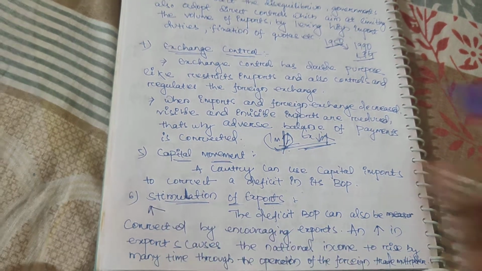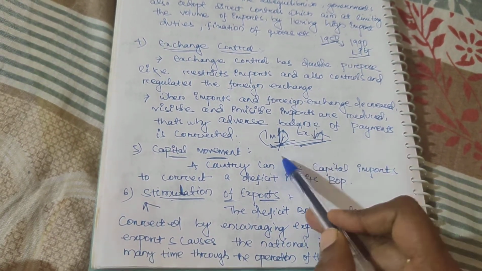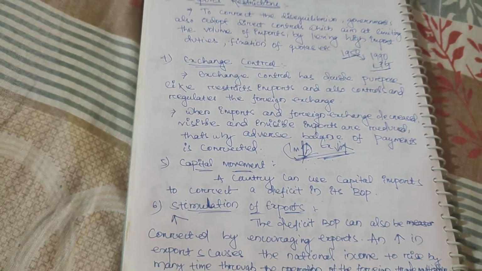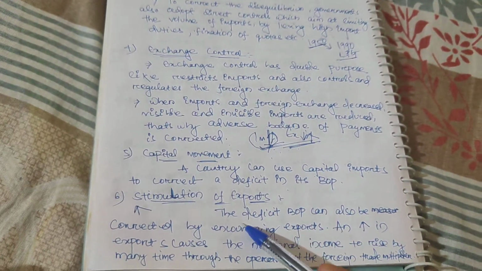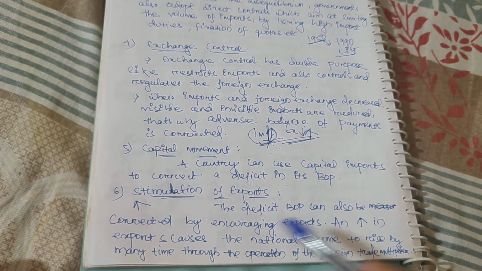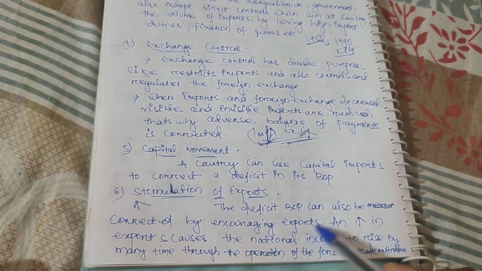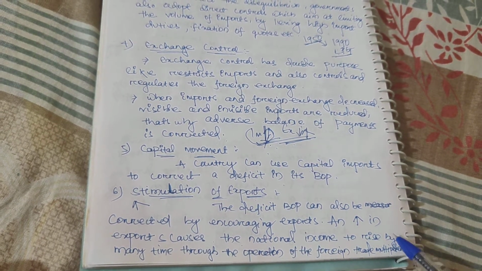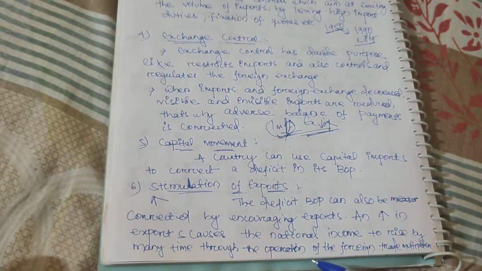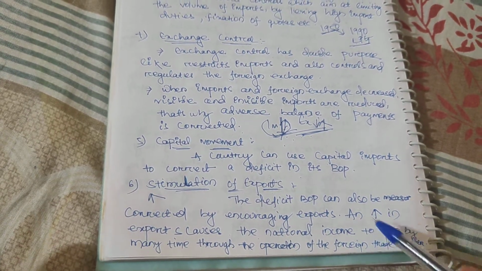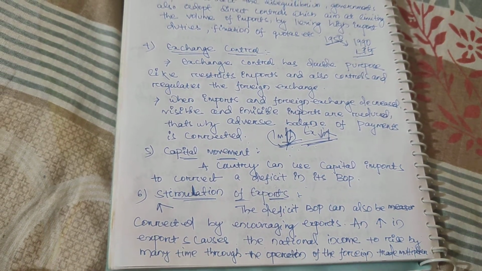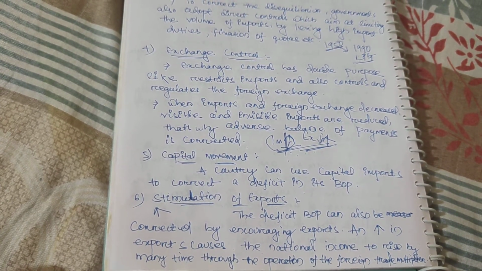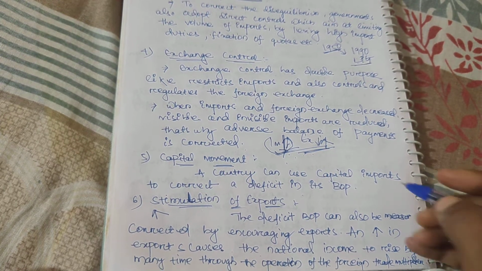Stimulation means increase of exports. Obviously that point I already explained. When exports increase, obviously the balance of payment will come to the point of balance. So the deficit balance of payment can also be corrected by encouraging exports. An increase in exports causes the national income to rise by many times through the operation of the foreign trade multiplier. So this is a very easy point, you can understand it. This is all about the methods by which we can correct the disequilibrium in the balance of payment.